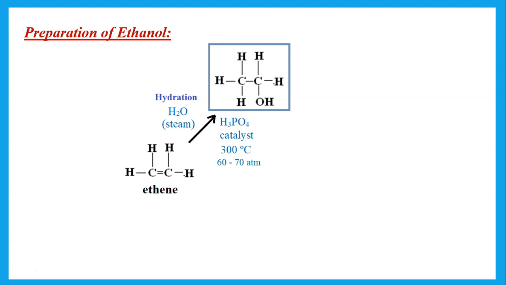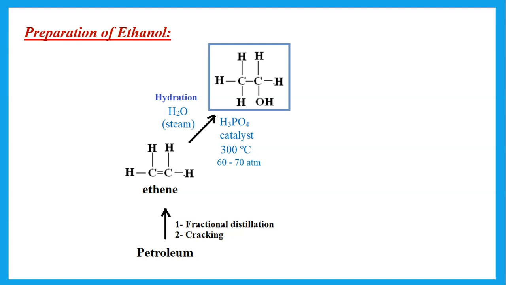Now, where do we get ethene from? We get it from petroleum. You know that petroleum or crude oil is a mixture of liquids, so we separate this mixture by fractional distillation. This gives long chain hydrocarbons. Then we do cracking to change it into ethene. So ethene is produced from crude oil.